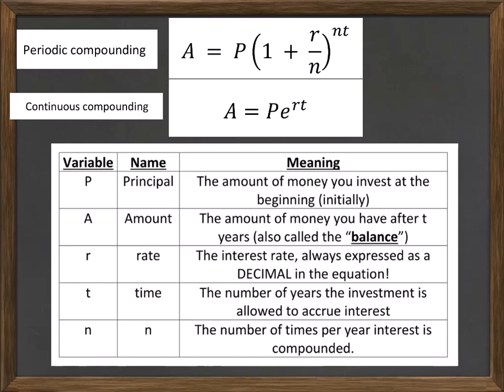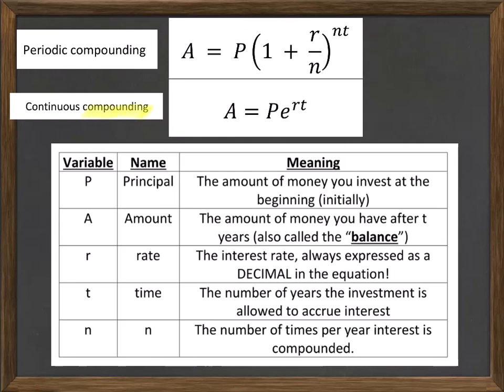Okay, so then the last thing is N. The explanation of N is the number of times per year that interest is compounded. So if we look at it, only one of these equations has an N. Why is that? Well, because periodic compounding means that the interest is compounded or calculated N times in a year. So if it's only done once a year, N would be 1. If it's done every month, N would be 12.